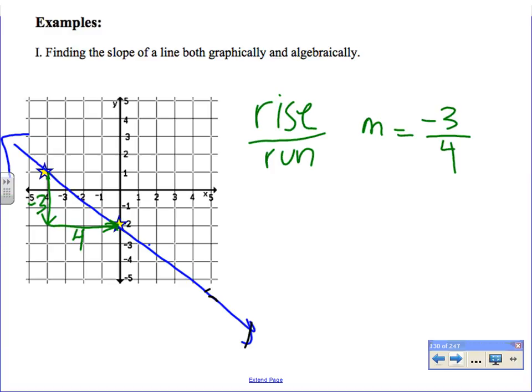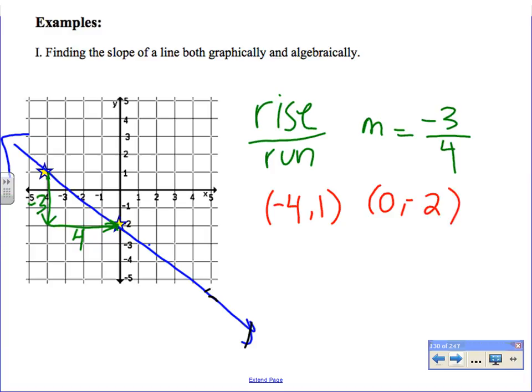Now, who can tell me what the coordinates of these 2 points are? We are given 2 points. Who can tell me the coordinates? -4, 1, and 0, -2. Yep. -4, 1, and 0, -2.